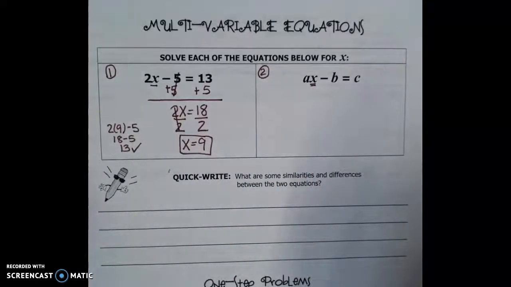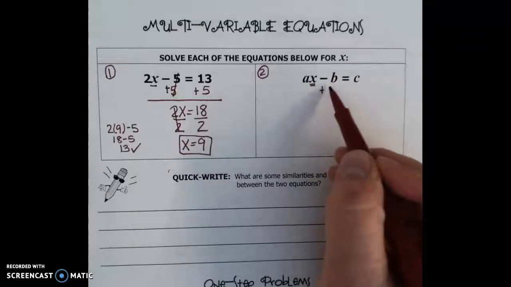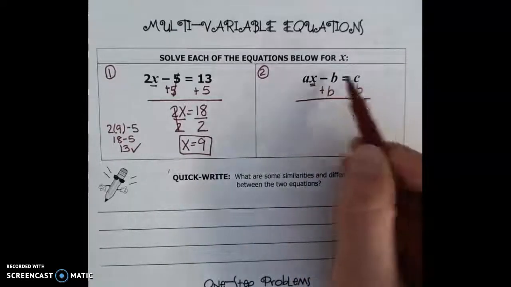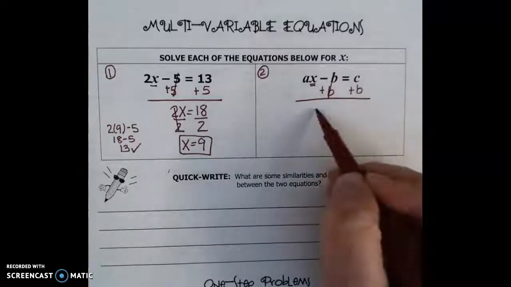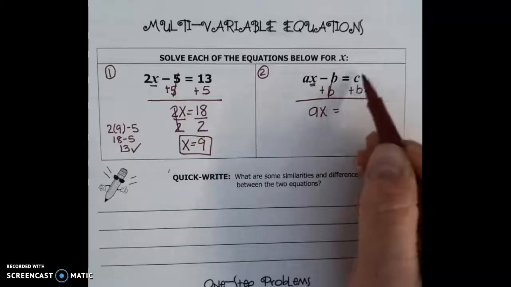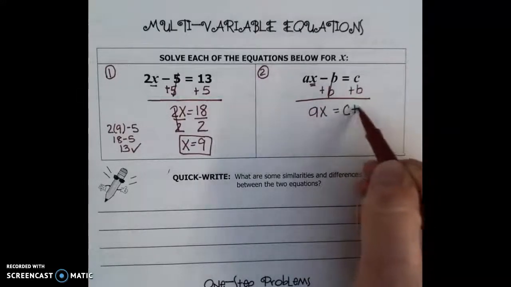So we want to start by adding or subtracting anything on the same side as x. So we have a minus b, so to move it to the other side, I'm going to say plus b. It cancels out on the left, leaving just the ax. However, c plus b, these are not like terms. They do not combine, so we're just going to write c plus b.